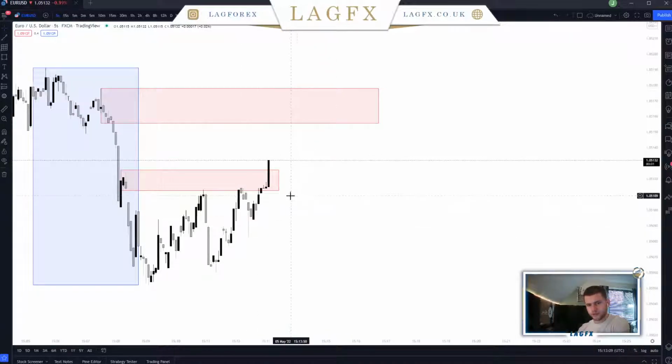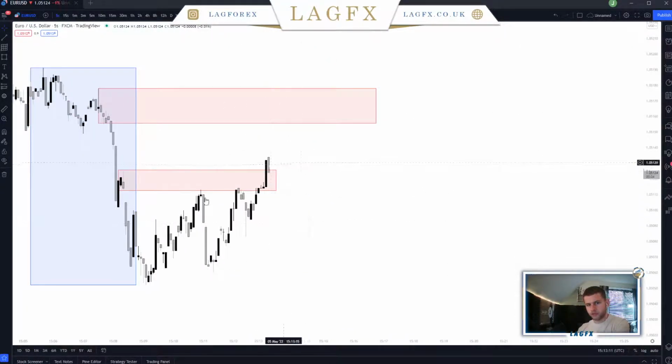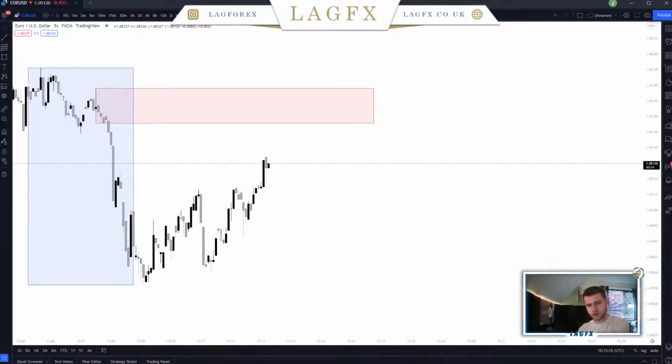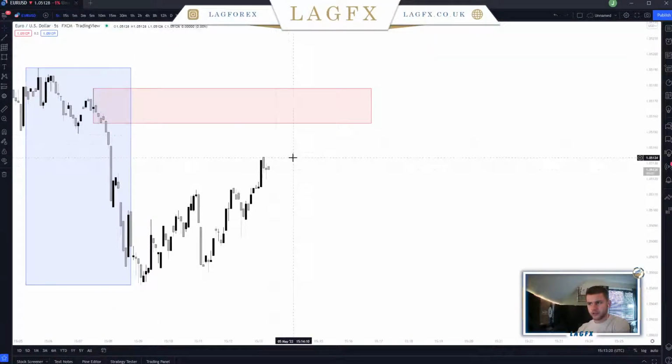Yeah, so just as expected, given the way it was trading around this zone, we have invalidated it. We'll see what price does as we trade close to this zone.